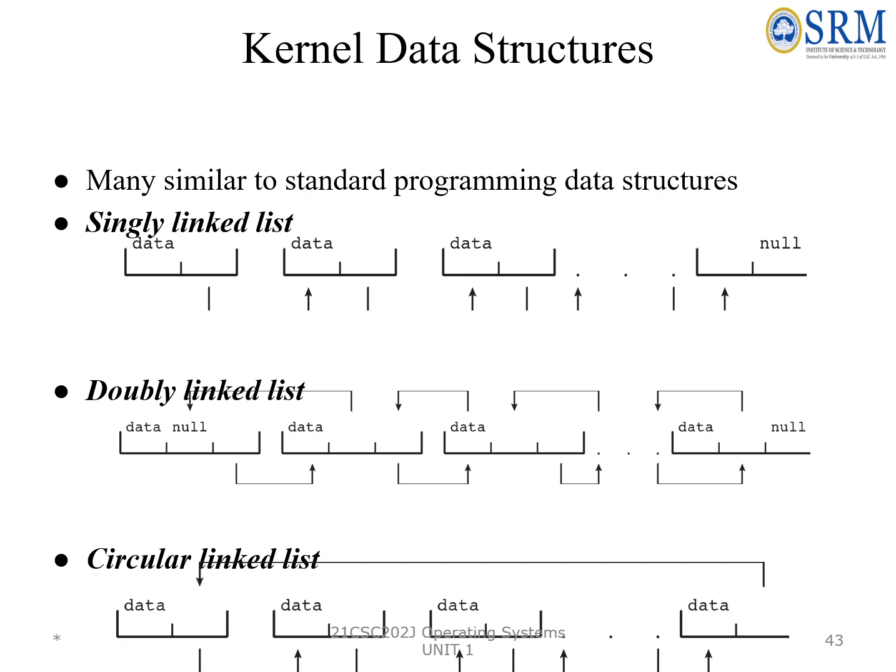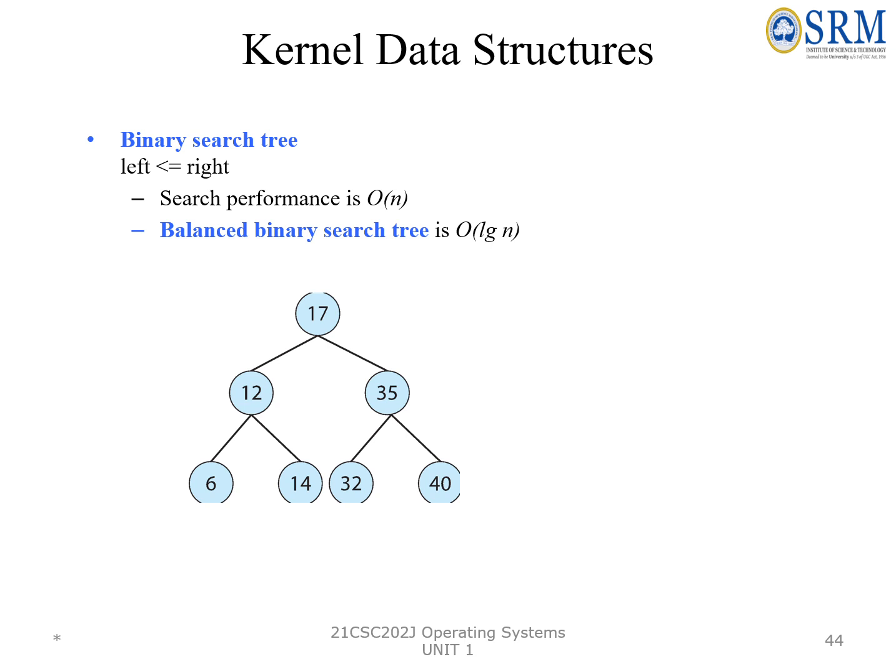And the next one: in the basics we discussed how the data and information are stored in memory. So we are using some data structures, that is, kernel data structures. Here we are using list, singly linked list, doubly linked list, and circular linked list. And next one is the binary search tree, which means only one parent produces two children: a left subtree and a right subtree.